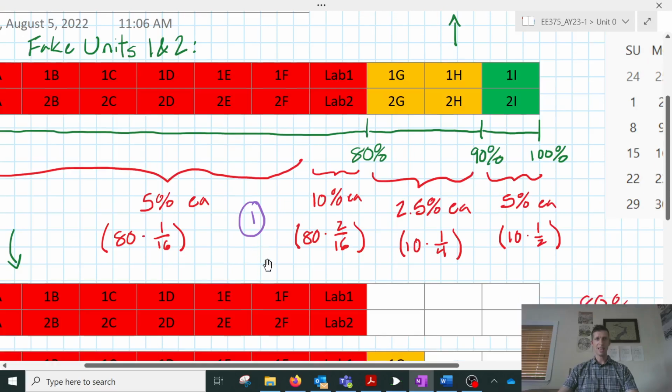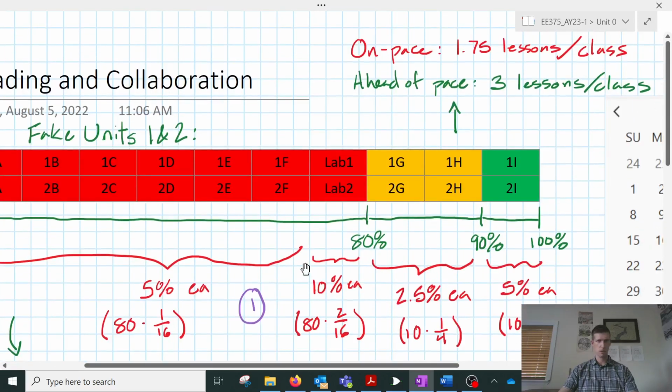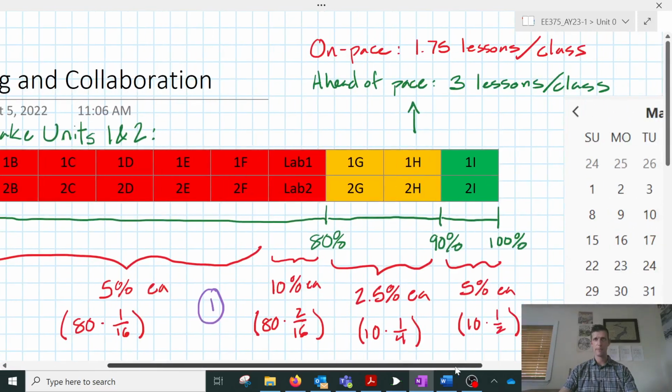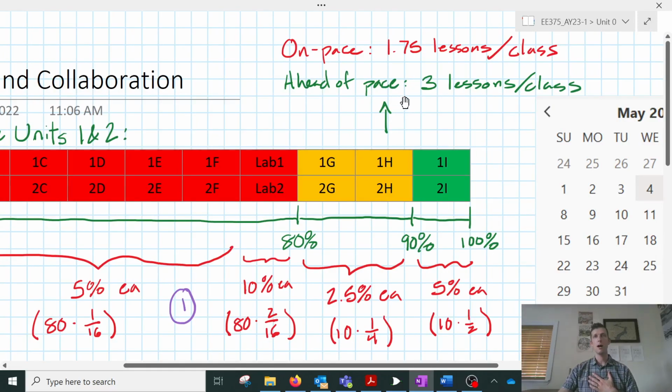Okay, so the last thing I want to say about the lessons is based on my current count, you will be on pace, meaning you'll be complete with all the required stuff if you can complete 1.75 lessons per class. Lessons being the lessons on the website, right? A video, must-do exercise, and that sort of thing. So roughly two lessons per class is the pace you want to keep.